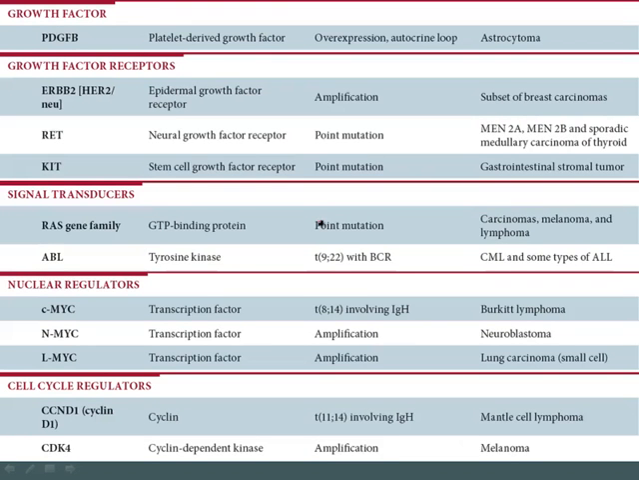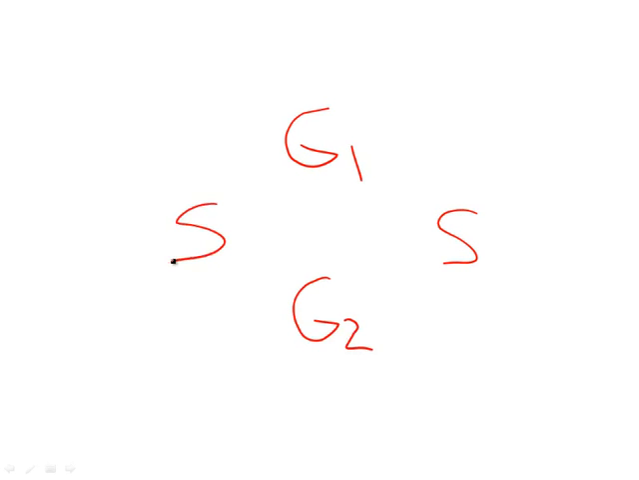Now let's go to the final group of oncogenes, and these are the cell cycle regulators. It's important to note that the cell cycle regulators are proteins that assist movement through the cell cycle. So let's go back and create a little whiteboard. Remember that the cell cycle basically consists of G1, S, G2, and M. Important to note here that the G1 to S phase transition is the most highly regulated of the cell cycle.